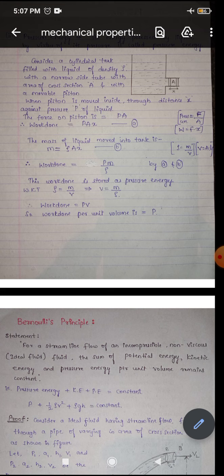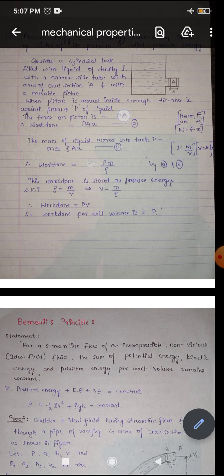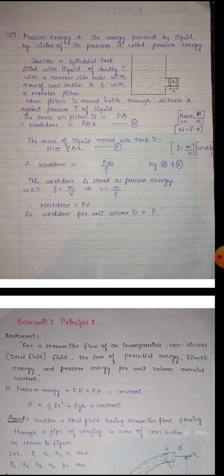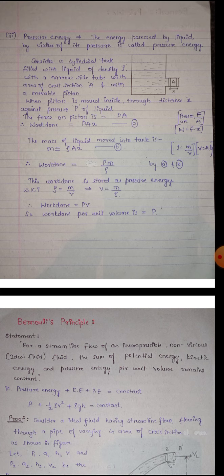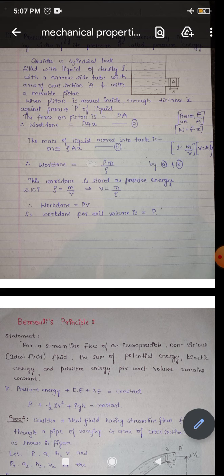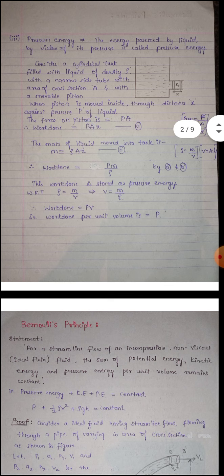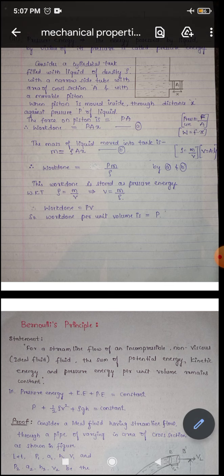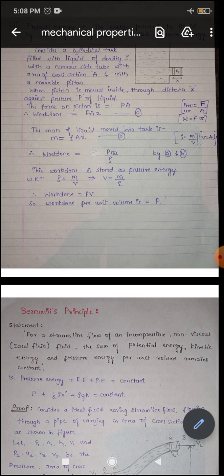We have the distance covered by this piston, and we know the force acting on that piston. So we can easily find the work done by the piston. Work done is equal to force into displacement. We know the force, that is P into A, and the displacement, that is x. So work done is equal to P A x. Name it as equation number A. Next, the mass of the liquid moved into the tank.